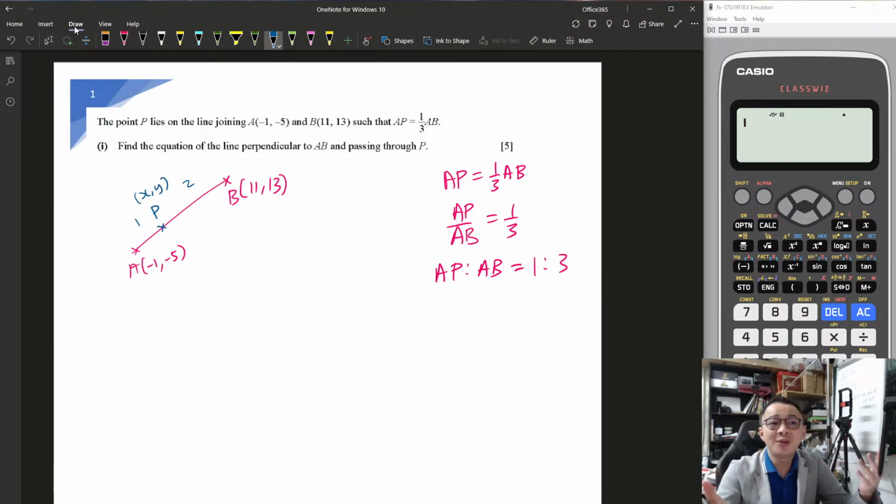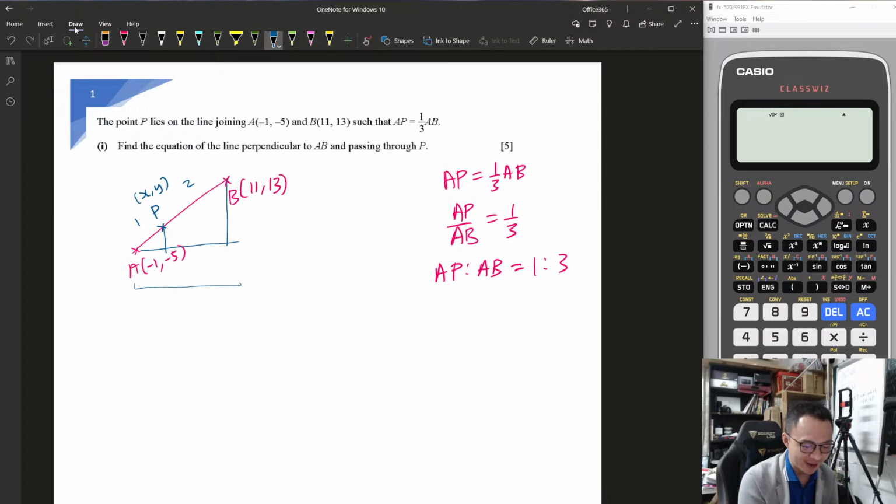If you do not want to use the ratio formula or the section formula, you can literally draw a triangle and use the similar triangle method to solve it. I'll show you this method. First, we need to know the length here. This is the difference of x, from -1 to 11, which is 12 units. Then here will be the difference of y, from -5 to 13, which is 18 units.